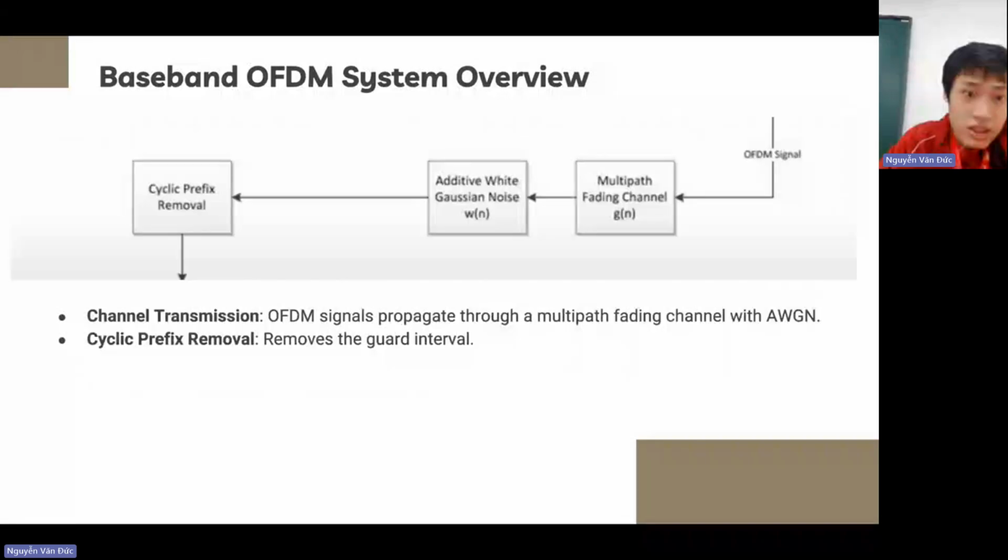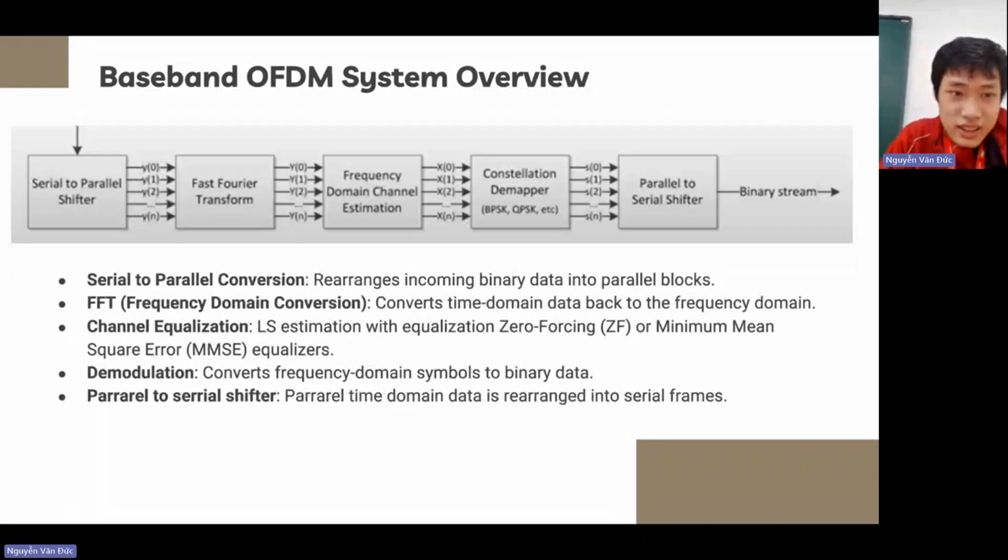After that, it will go to a channel transmission, going through a multipath fading channel, so that it will add the white Gaussian noise. Next, we will be removing the cyclic prefix. After that, we then convert.